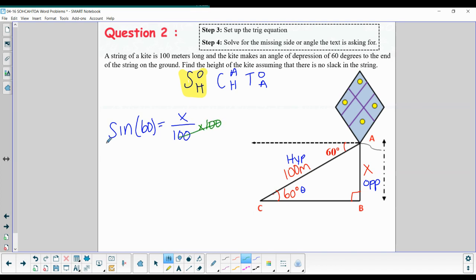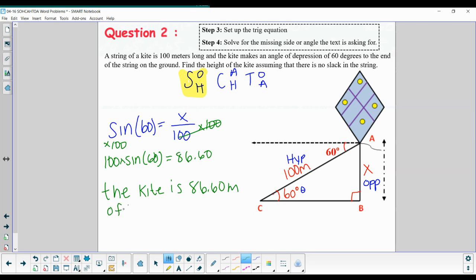And multiplying both sides by 100, you get 100 times sine 60 equals 86.60. So we can also make sure we come back through and write our sentence. The kite is 86.60 meters off the ground. There you go.